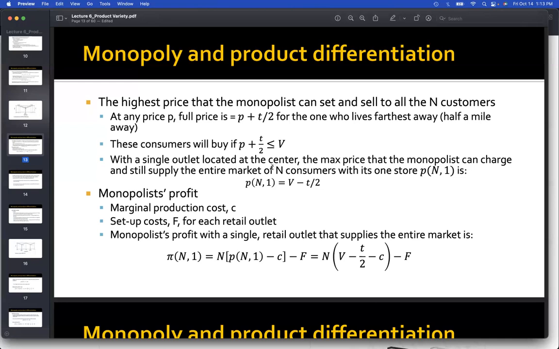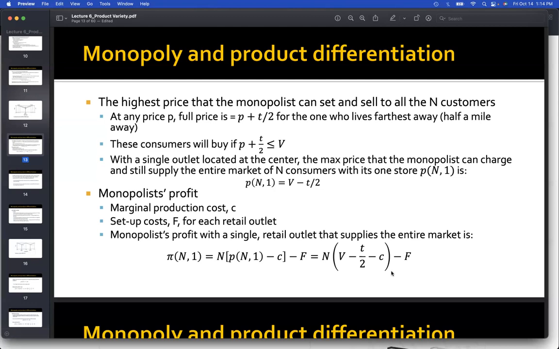Okay. Because again, for the indifference condition, this is actually equal to V, right? They'll want to increase the price until the price is exactly equal to V minus T plus T over 2, V minus T over 2, which is this one. So for the monopolist profit, let's say that there's a marginal production cost of C, and the setup cost per outlet is F. And if you just replace everything, it becomes this.